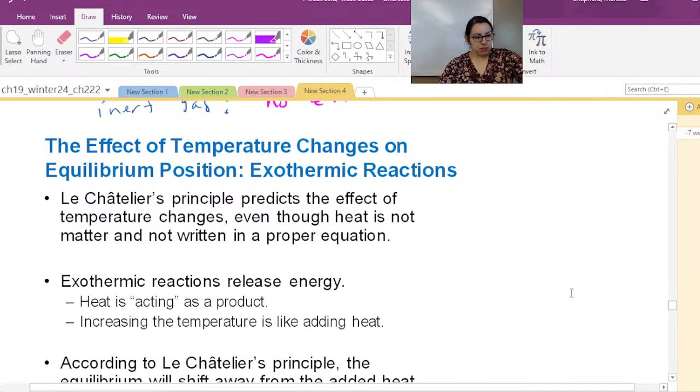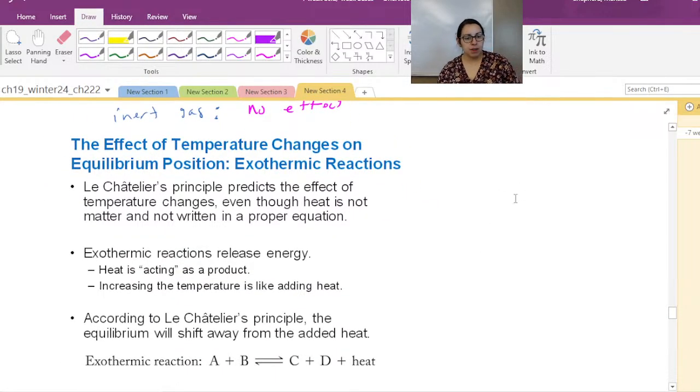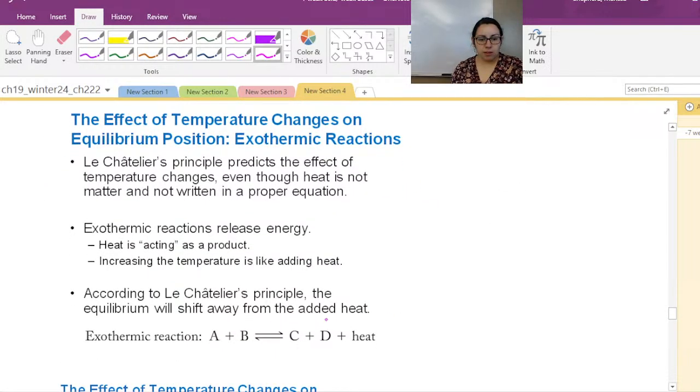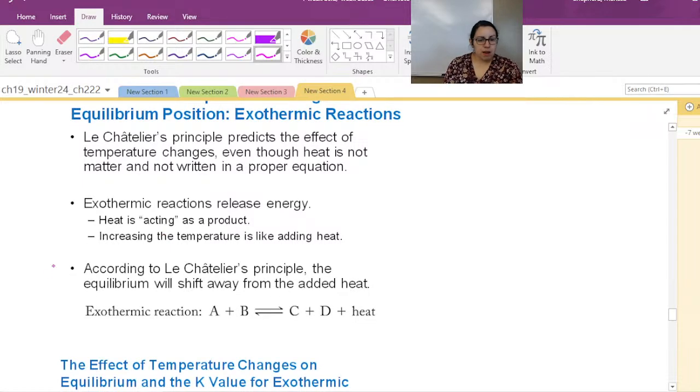And so what you also found out from lab is that we can treat heat like either a reactant or a product. In this case, if we have an exothermic reaction, and you can tell me later or in your post-lab write-ups whether you thought that the formation of our iron thiocyanate was endothermic or exothermic. If you have an exothermic reaction and you heat it up, heat is acting as a product, so it's actually going to shift away, right?